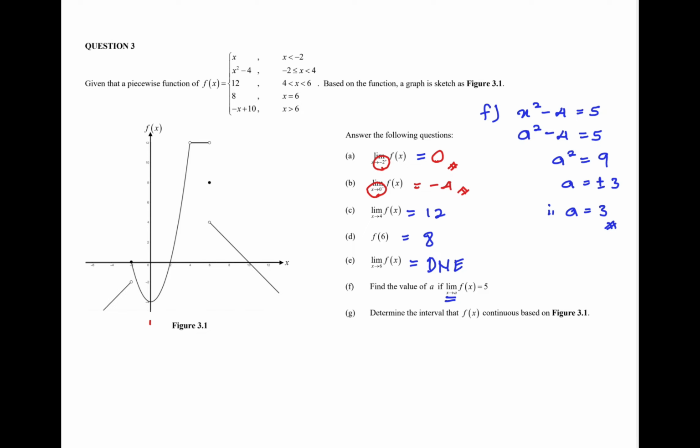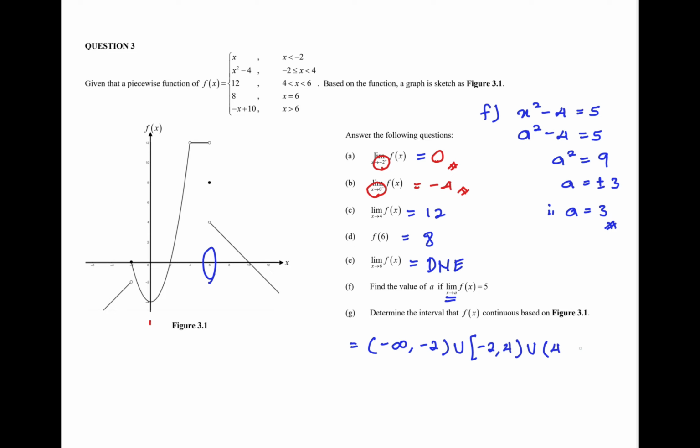And then G, determine the interval where f(x) is continuous based on Figure 3.1. It is continuous at all values except at x equals 6. At x equals 6 it is not continuous. So maybe you can write in this form. For question G: negative infinity until negative 2, not including, union including negative 2 until 4, not including, union.